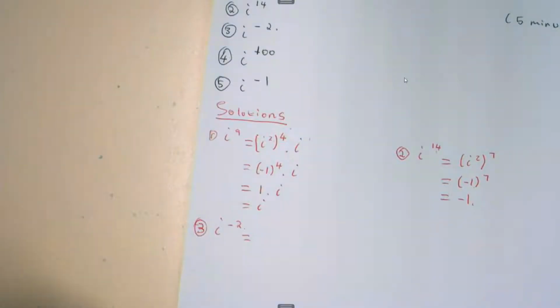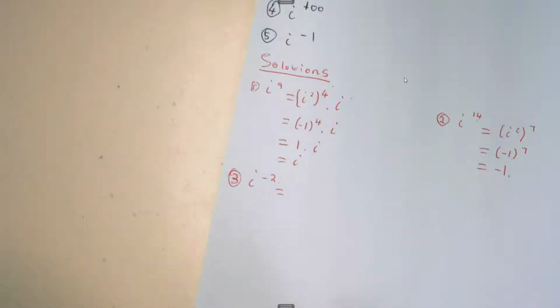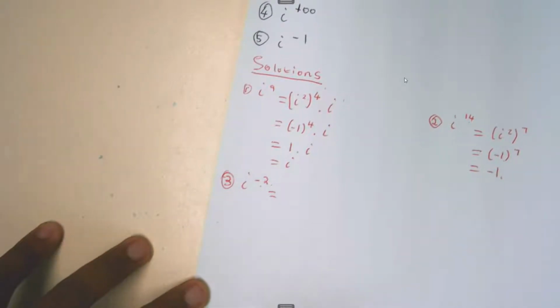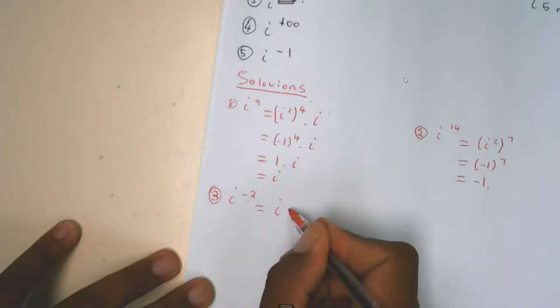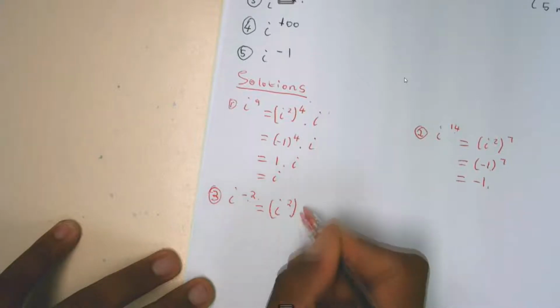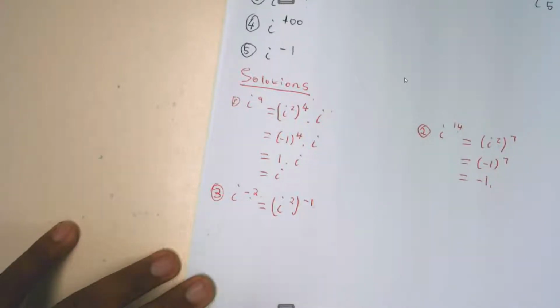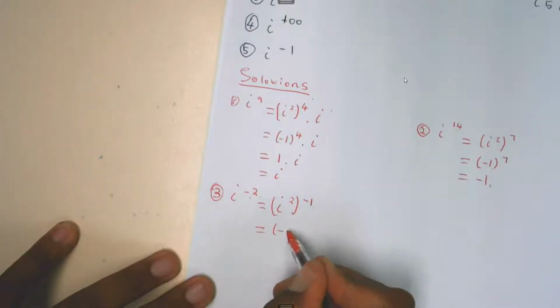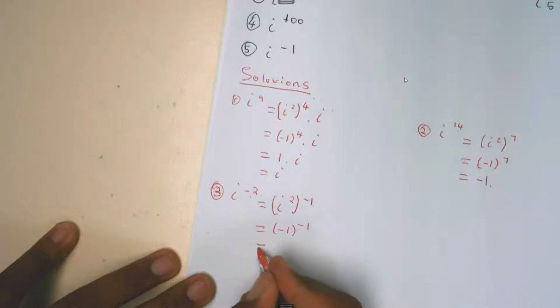As I said, the key idea here is that we have to focus on the exponents. So we have negative 2 as an exponent. So we understand that if I have negative 2 as an exponent, I'll say i squared to the power of minus 1. Remember, minus 1 multiplied by 2 is minus 2. Good. That will be minus 1 to the power of minus 1. Are we together? That will give us minus 1.